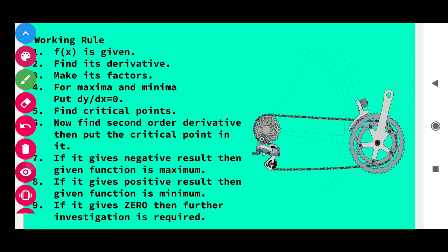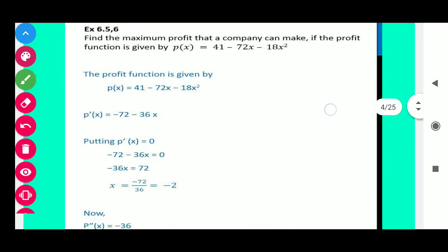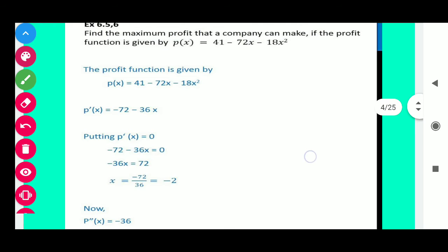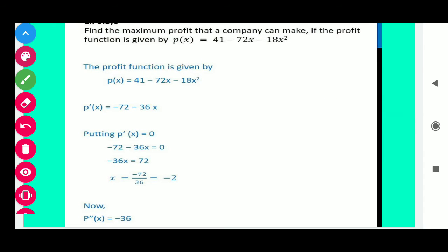So students, let's start the solution. Today we start with question number 6 because it is related to this topic. Find the maximum profit that a company can make if the profit function is given by P(x) = 41 minus 72x minus 18x squared. Here the profit function is given, and we need to find at what point the profit is maximum.